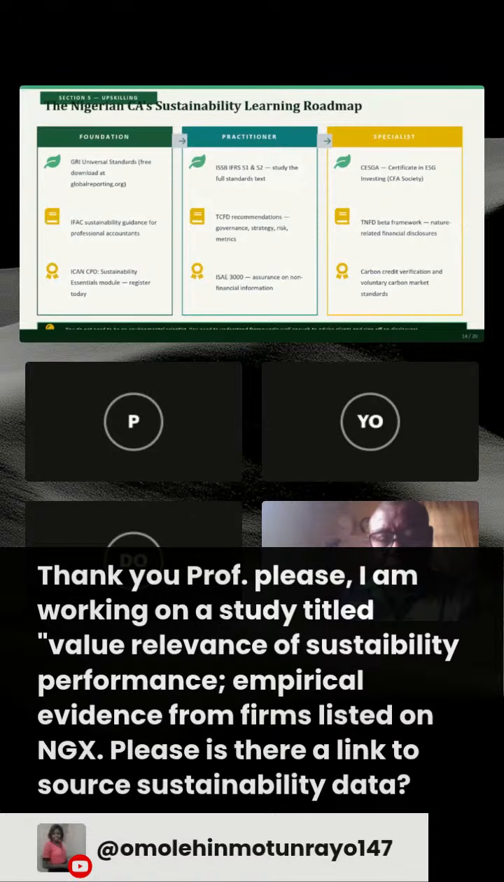I can also have CPD, so they should enroll for that. Okay. Once they have the foundation, then they can move on to the practitioner level. Go to the ISSB and IFRS S1 and S2. Study that. Know the full standard. So these are what I'm expecting a young accountant to start with and build their portfolio.